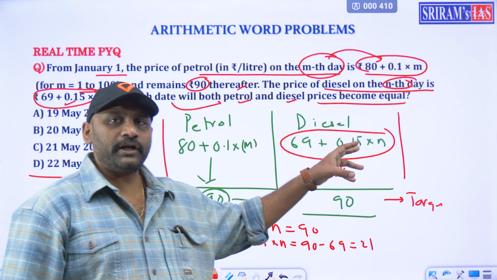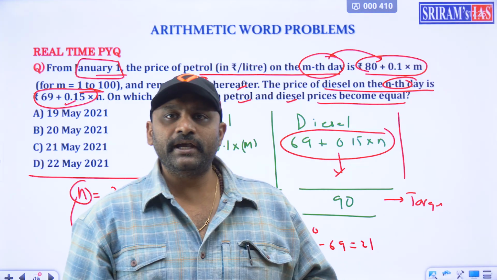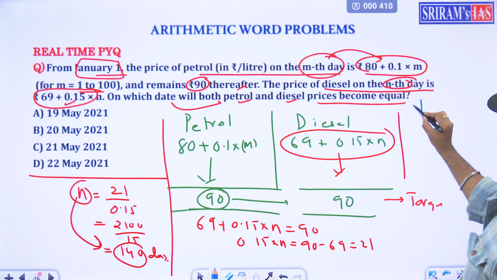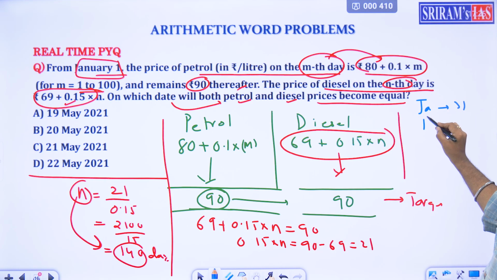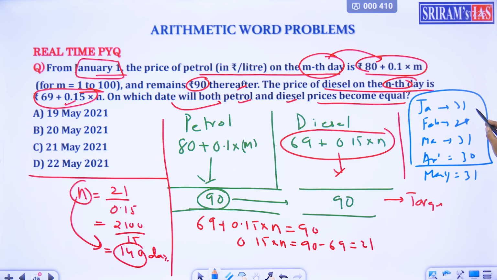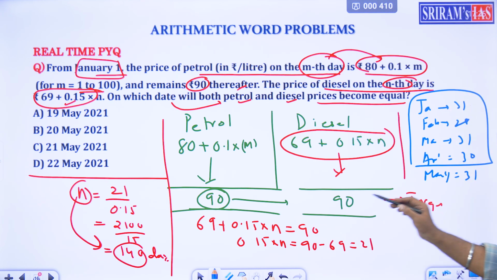That means after 140 days, starting from January 1st. So starting from January 1st, 140 days will be which day? That is the whole point. So if you know already, January you will have 31 days, February 28 days, and March 31 days, April 30 days, and May 31 days, right? Now if you calculate this part, 31 plus 28 is 59, plus 31 is 90, plus 30 is 120. 120 plus, you need 140 days.